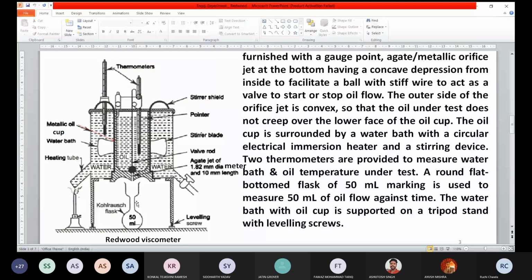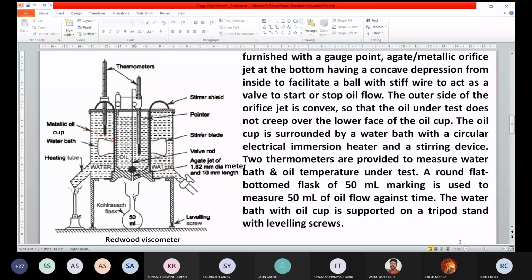Again, this experiment will be repeated. You will fill the oil cup again with the same lubricating oil, and at a different temperature. Again, you will lift this metallic ball, allow 50 ml of oil to fall into the flask and note the time it has taken to flow from the oil cup into the flask. So this has to be repeated a number of times, and then when you have obtained the values, you will plot the graph. So is the experimental setup clear to everyone?